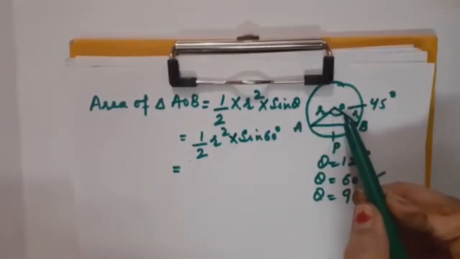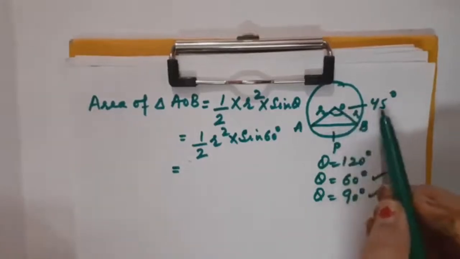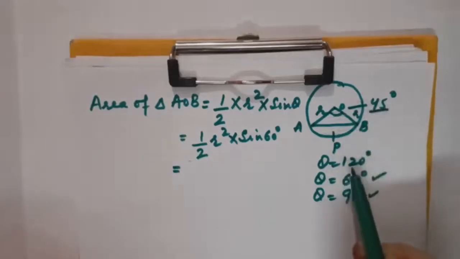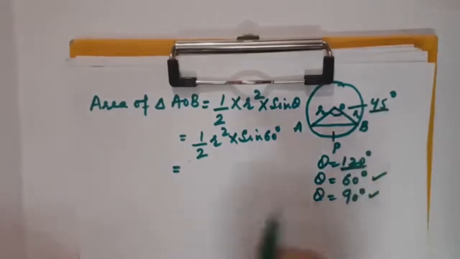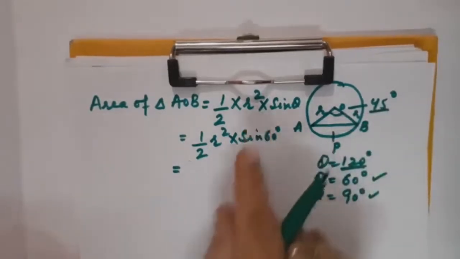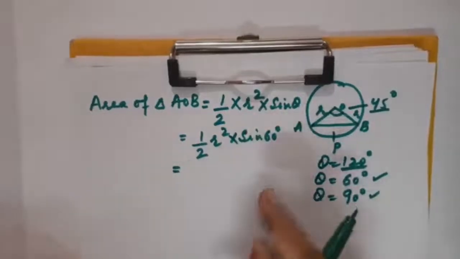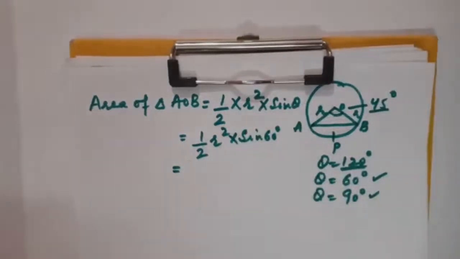Otherwise, for 60 degree, you have to apply area of equilateral triangle. For 90 degree, you have to apply half into base into height. But ultimately for 45 and for 120 degree, you will have to switch to this formula only. So why don't you apply this formula for all?